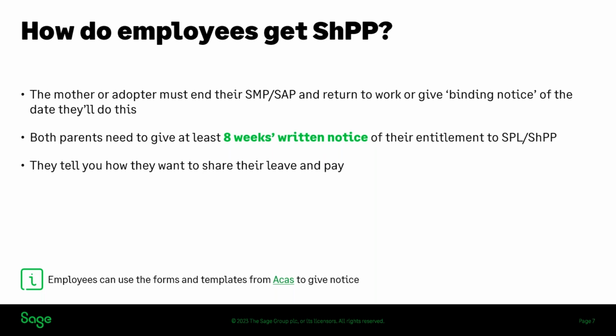It sounds pretty complicated, but there are some really good forms available from ACAS, which can be used as a template. You can adapt it to create your own form, and that allows your employees to give the notice and also set out how they're going to share this pay. For a mother, for example, they may not be returning to work. They might just be switching straight away to shared parental pay, or they could come back to work. The partner could then take over some leave, and they would actually be able to share blocks of leave between them.